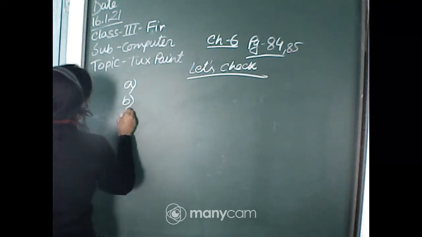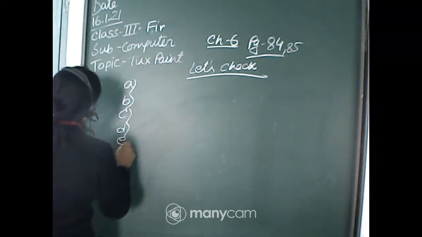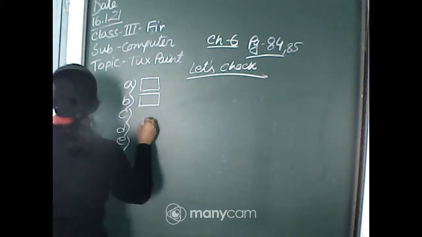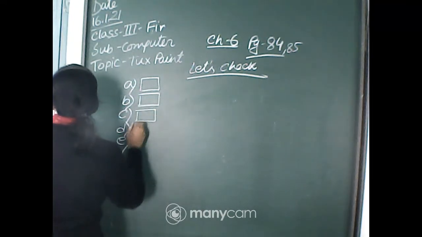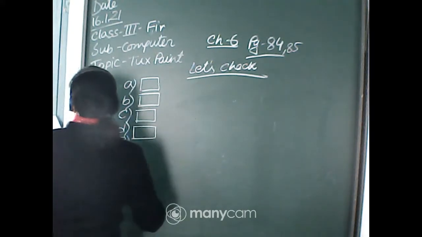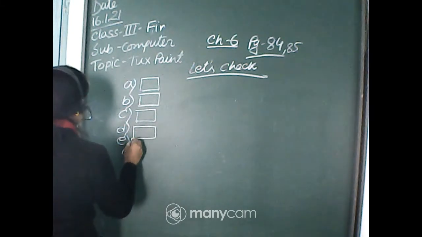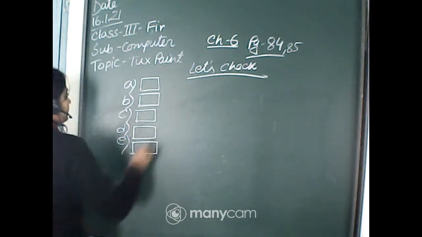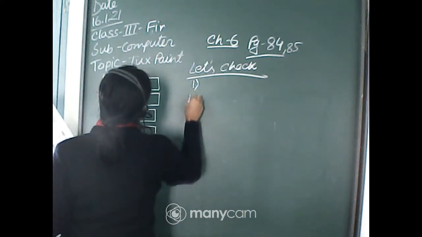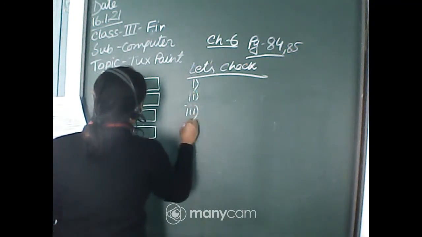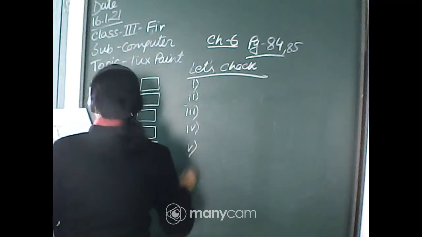A, B, C, D and E. The first one is the blind effect, the second is the rainbow effect, the third one is the perspective, the fourth one is flower, and E is the brick effect. And on the right side, numbers 1, 2, 3, 4 and 5.